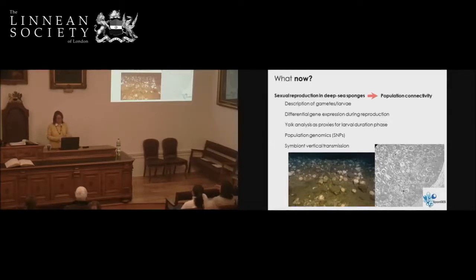So my students and my postdocs, I'm not doing anything, they do all the work. They are doing description of gametes of these deep sea sponges because we know nothing at all. We are doing differential gene expression during reproduction to see what genes they use for making the gametes. They're doing analysis as proxies for larval duration phase because we don't even know if they have a larva or not. We are doing population genomics, and we are doing something very interesting, which is symbiont vertical transmission. Sponges can put their symbionts in the oocyte, and that is how they transfer these symbionts to their progeny. So we want to know how they do it in deep sea sponges.